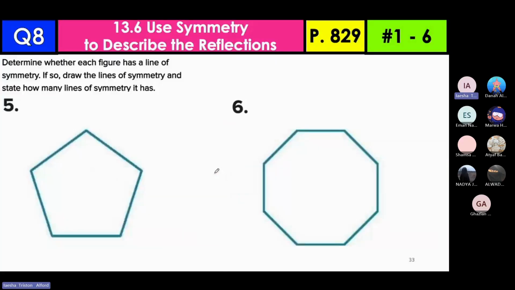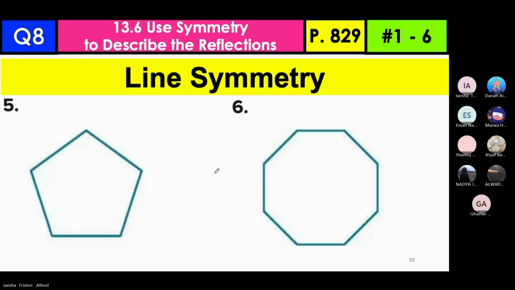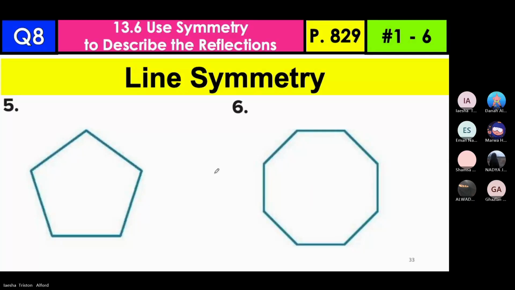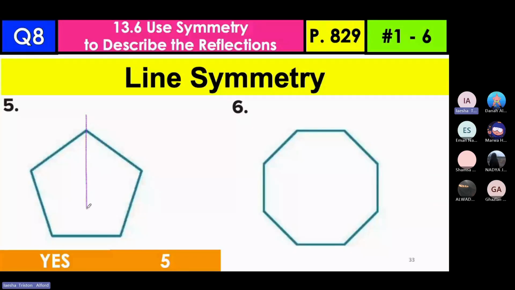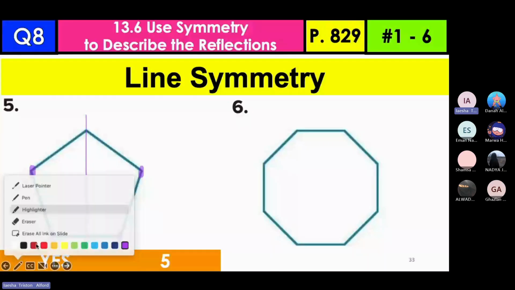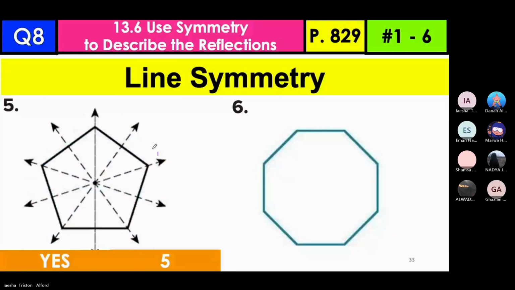Try again. We were talking about line symmetry. So number 5, you can make line symmetry? Yes. How many lines can you draw? 5. It's going to be 5. Why is it correct? If I draw a vertical line, this corner is going to meet this corner, and this corner is going to meet this corner. I can draw this same kind of line 5 times. 5.